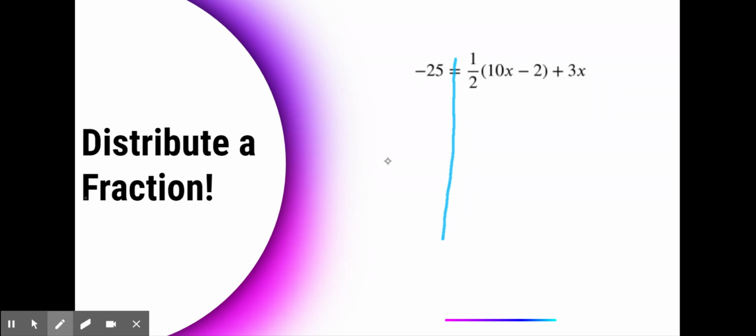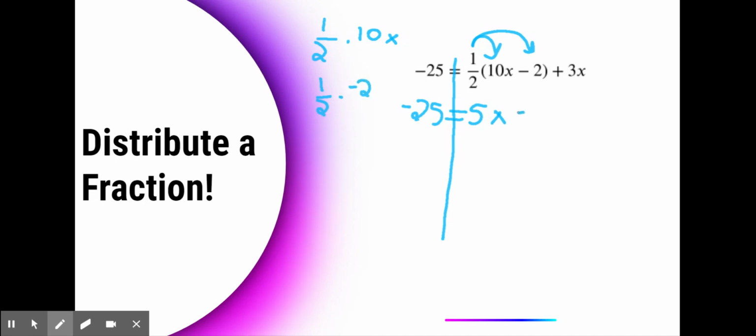The reason I want to show this one is we're going to distribute a fraction. So I'm going to bring down the negative 25, copy my equal sign. Do not lose that equal sign. And I'm going to do 1/2 times 10x. So I'm doing multiplication here. I hope you know what half of 10 is. This is 5x. If it happened to be something you weren't sure about, your calculator will do that fraction work. And then I'm going to do 1/2 times negative 2, which is minus 1. And then copy the 3x.